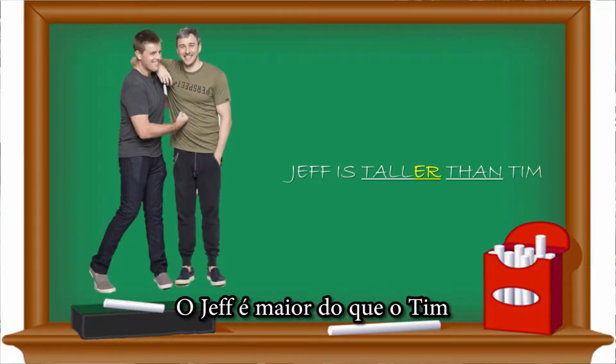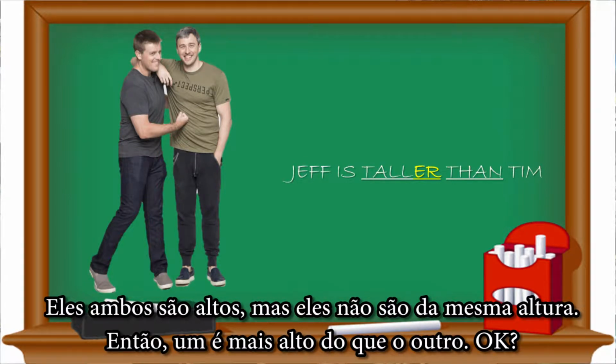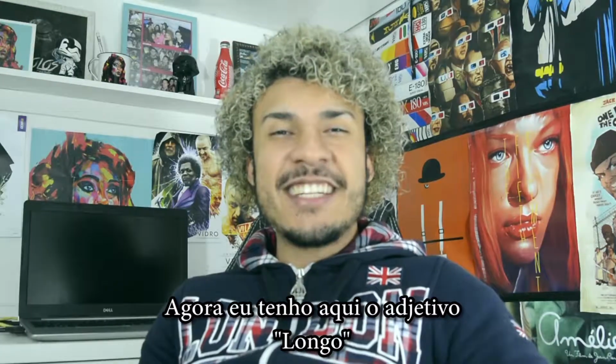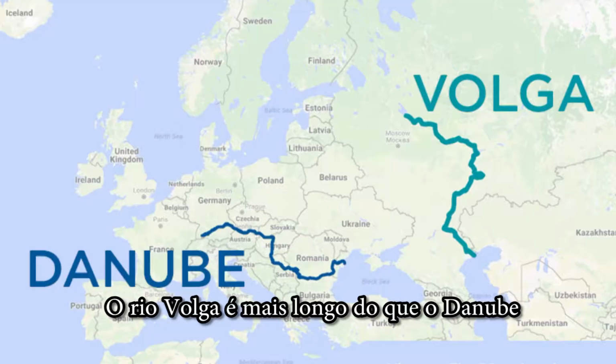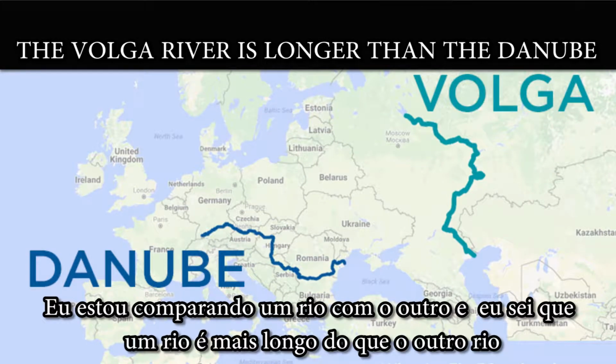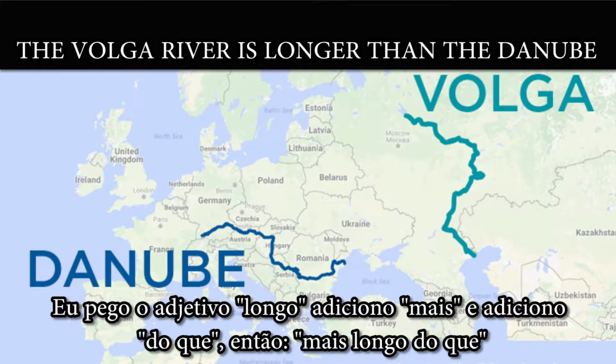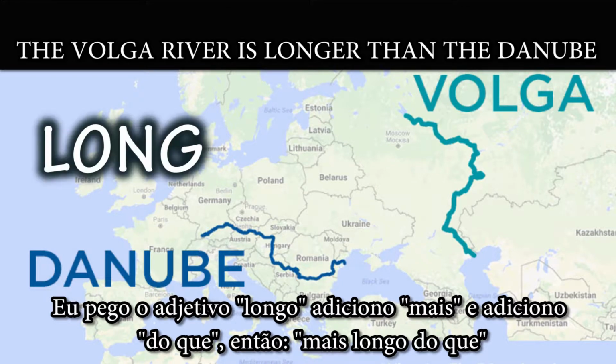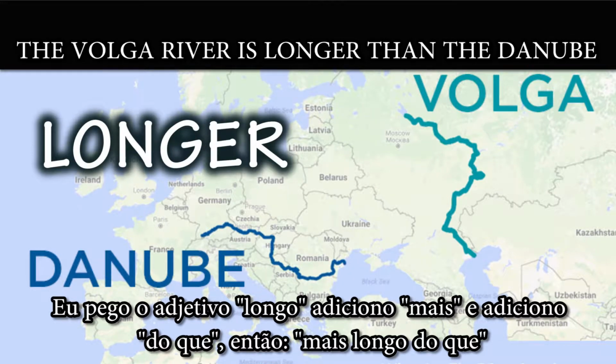For example, see these two brothers here. Jeff is taller than Tim. They are both tall, but they are not the same height. So one is taller than the other, okay? I have here the adjective long. The Volga River is longer than the Danube. I'm comparing one river to the other, and I know that one river is longer than the other river. I take the adjective long, add er, and add than.